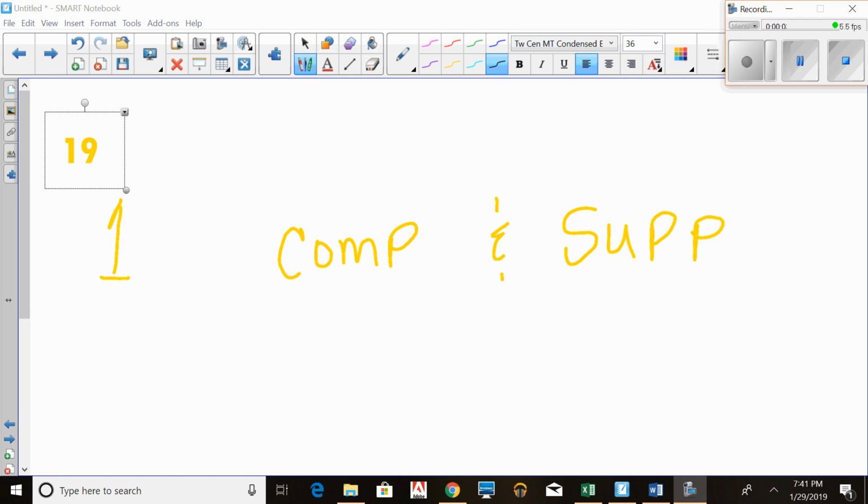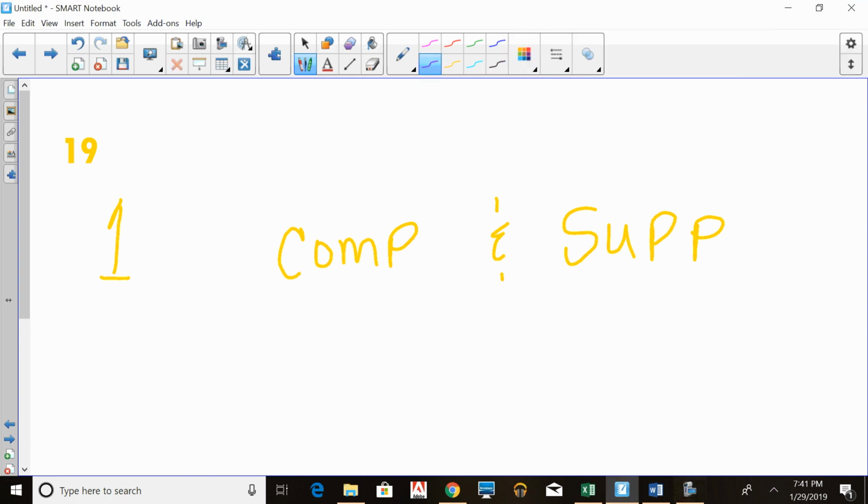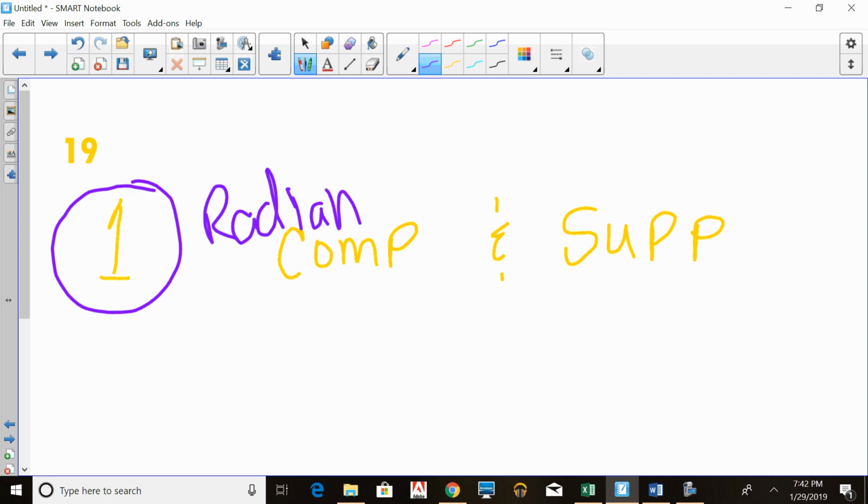All right, here are the questions that people sent in that they wanted to look at. So this first one here, question 19, figuring out the complement and supplement to an angle. And it gives you 1 as your measure. Now, this is not 1 degree. This is 1 radian. And the reason I know that is because there's no degree symbol there. So that means it's in radians.